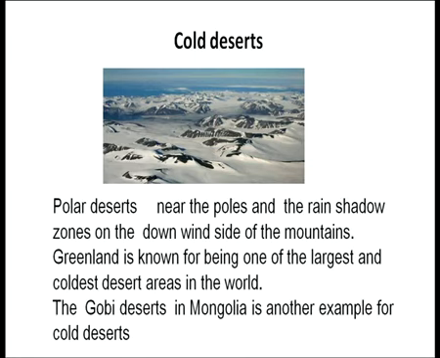Greenland is known for being one of the largest cold desert areas of the world. Gobi Desert in Mongolia is another example of the cold deserts. The temperature tends to remain steady year round and typically ranges from 18 to 45 degrees Fahrenheit. It is also known for having the largest national park in the world, Northeast Greenland National Park.